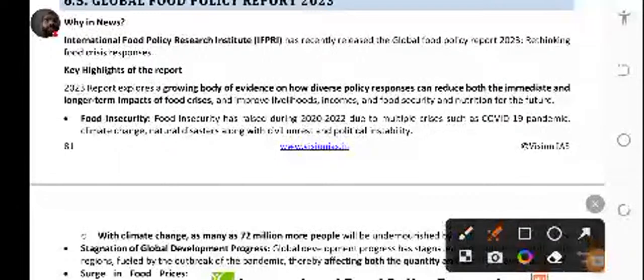Key highlights of the report. The 2023 report explores a growing body of evidence on how diverse policy responses can reduce both the immediate and longer-term impact of the food crisis, improve livelihood, income, and food security and nutrition for the future. Food insecurity has raged during 2020 and 2022 due to multiple crises such as the COVID-19 pandemic, climate change, and natural disasters, along with civil unrest and political instability.